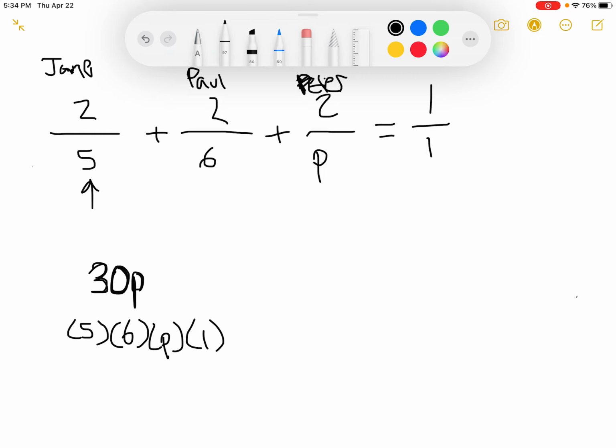But anyways, when it's like this, you need to multiply by everything except for the thing that's already there. So what do we multiply this 5 by? Everything except for what's already there, which is 5. So multiply it by 6, p, and 1. Well, 6 times 1 is just 6, so we only need to multiply that by 6p. The 6, multiply everything except for 6. 5p, that's what that would turn out to be. For the p, everything except for the p, so 5 and 6, and 1, but that's 30. And then the 1 here, everything except for the 1. 5 times 6 times p, 30p. And you have to multiply that same thing by the numerator.